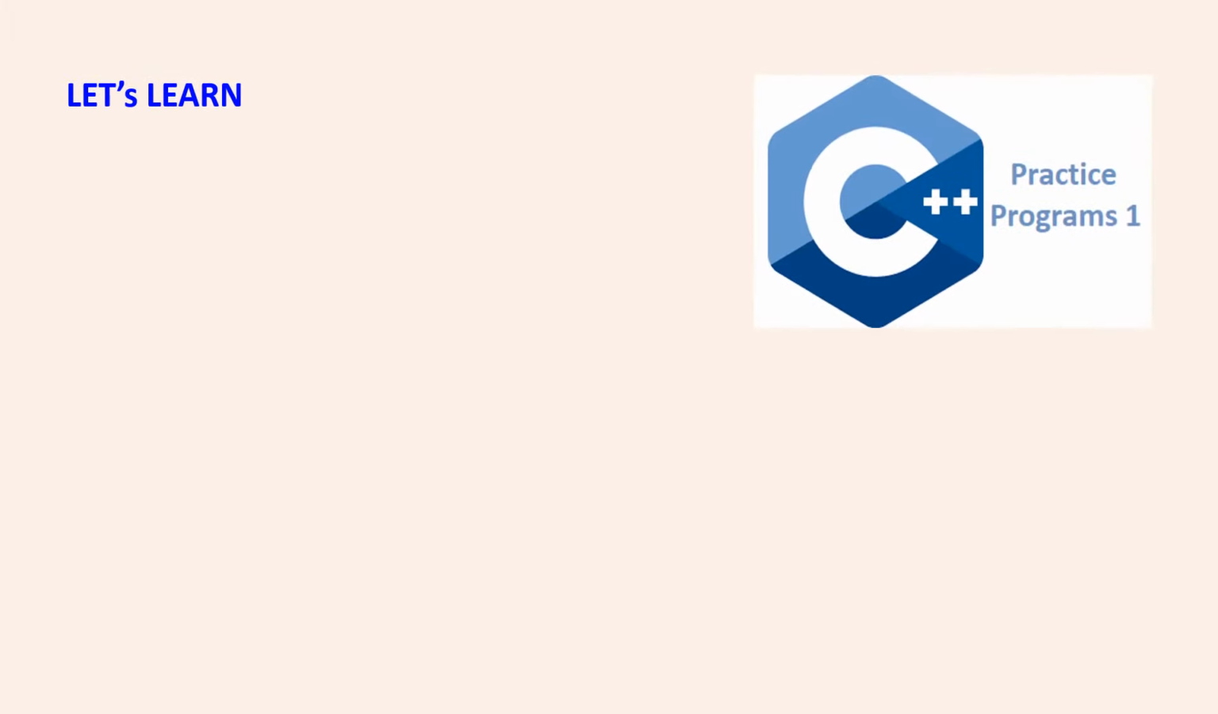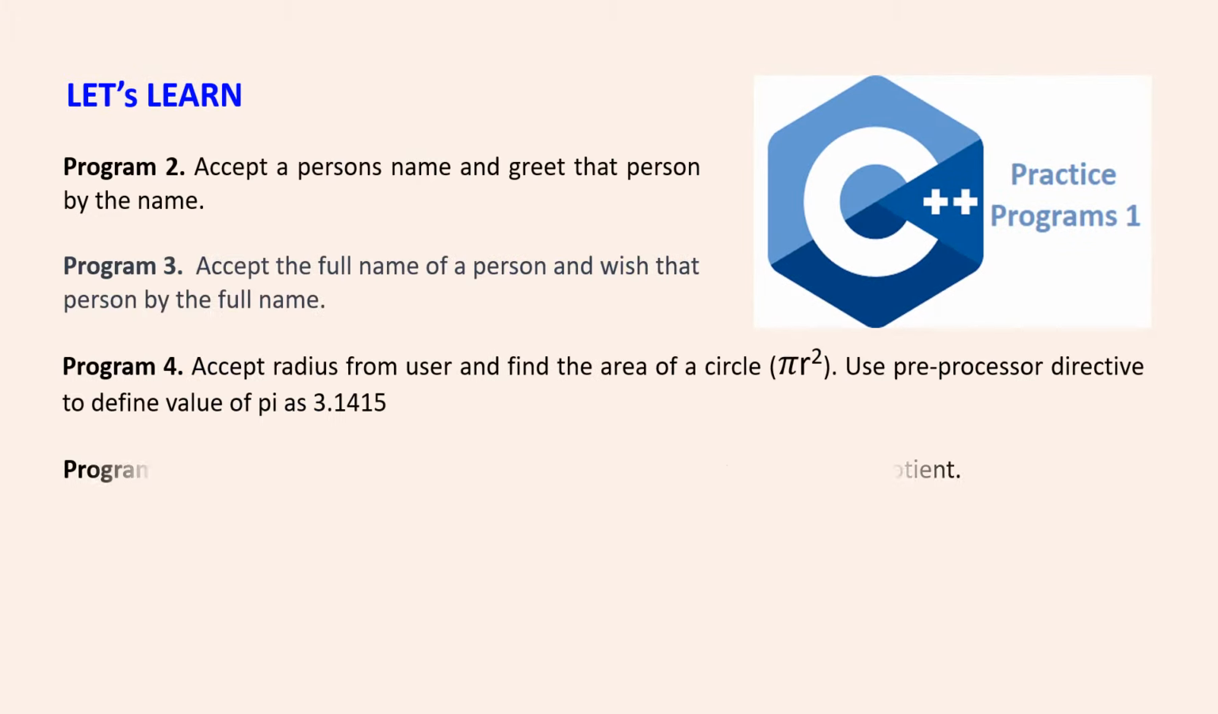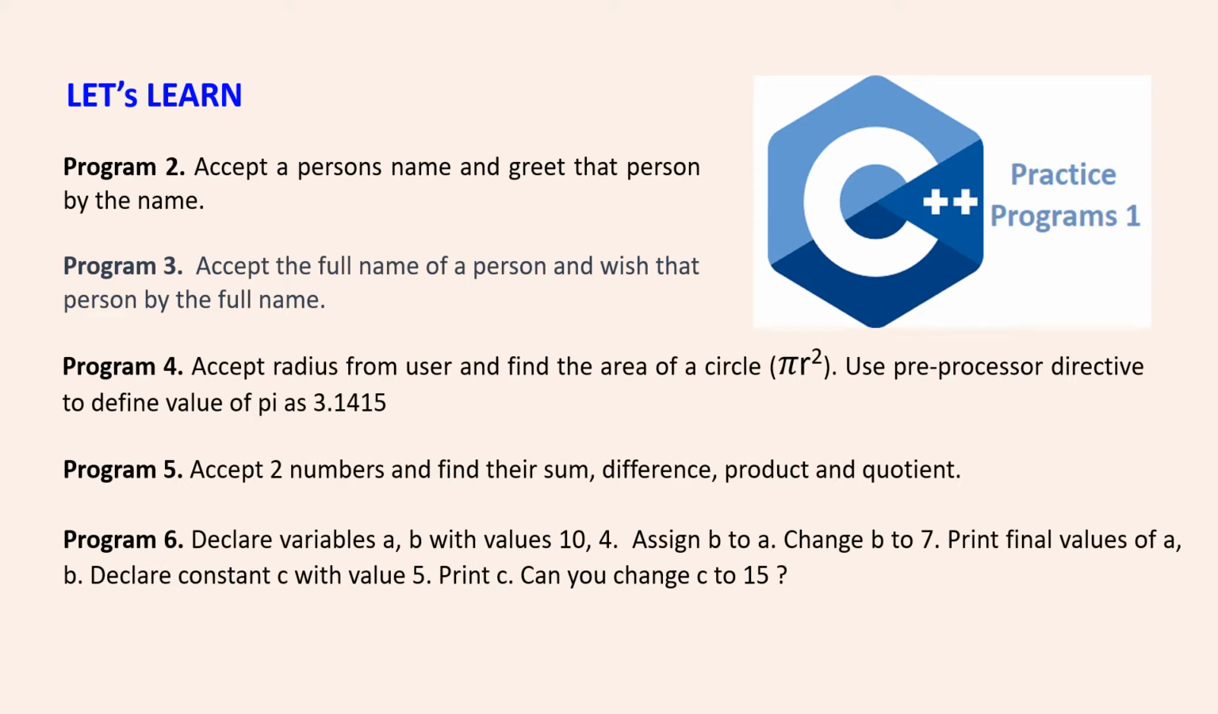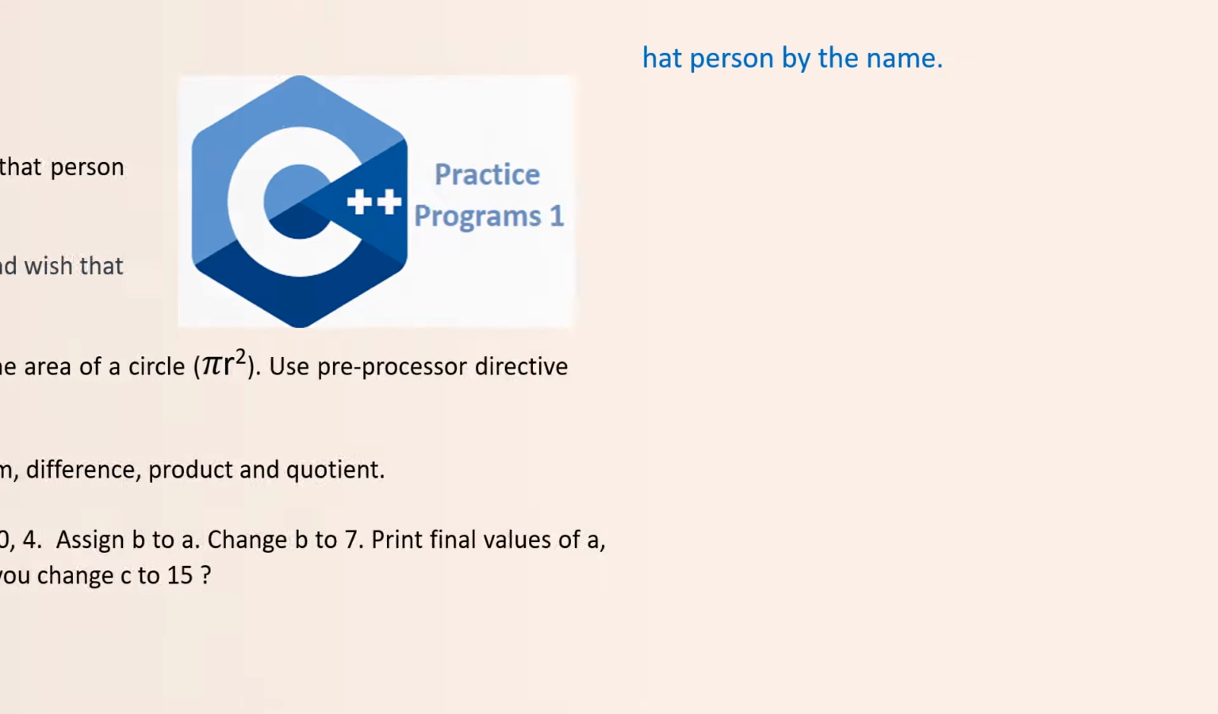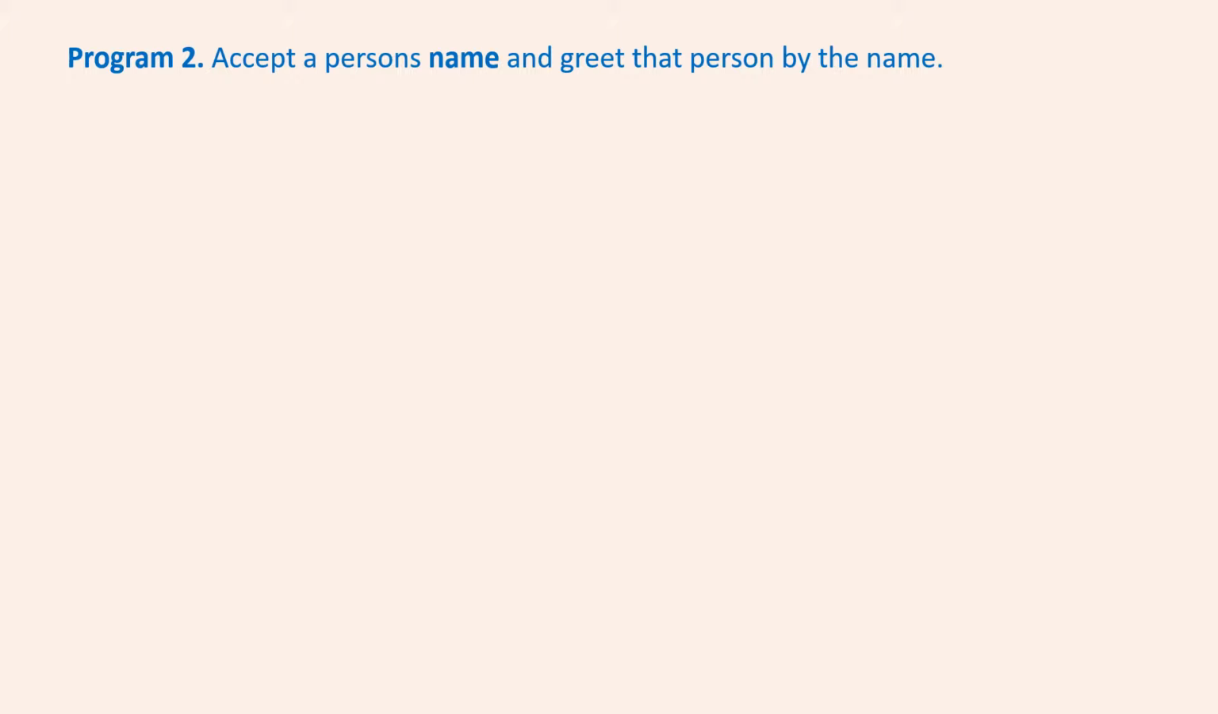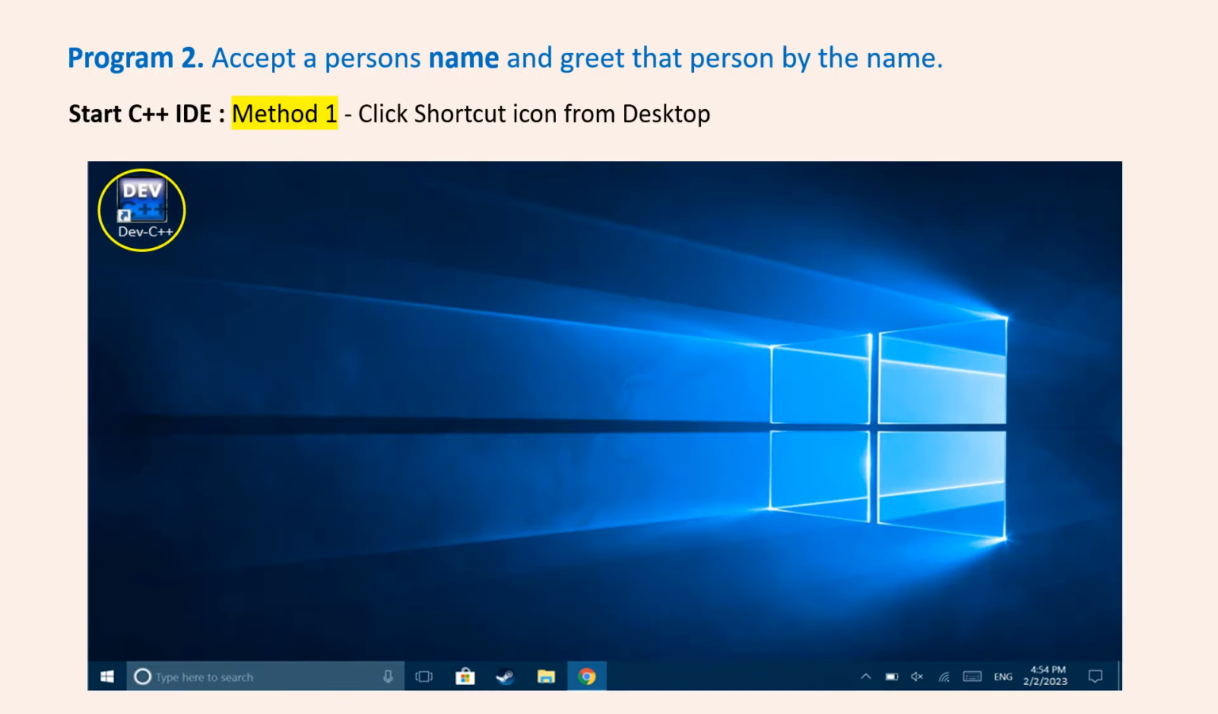In chapter 3 we had learned how to write our first C++ program. In this chapter we will begin with program 2, 3, 4, 5, and 6. Program 2 requires that we accept a person's name and greet that person by the name. So to write the program, we first need to start the C++ IDE. I had mentioned in chapter 3, 2 ways to start the IDE. Method 1 is to click the shortcut icon from where you have placed it. I have placed the shortcut icon on the desktop, and so I double-click it from the desktop.